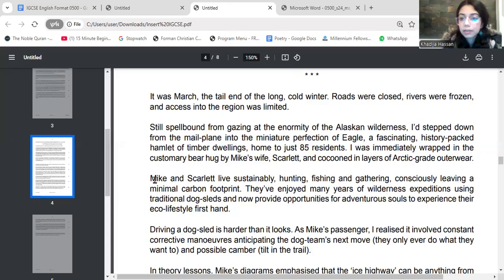Mike and Scarlett, so Mike again is the tour guide, Scarlett is the wife, live sustainably, hunting, fishing, and gathering, consciously leaving a minimal carbon footprint. The carbon footprint is the amount of carbon dioxide that human activities emit, right? So because Mike and Scarlett are living sustainably, they're leaving behind a minimal carbon footprint. They've enjoyed many years of wilderness expeditions using traditional dog sleds and now provide opportunities for adventurous souls to experience their eco lifestyle firsthand.